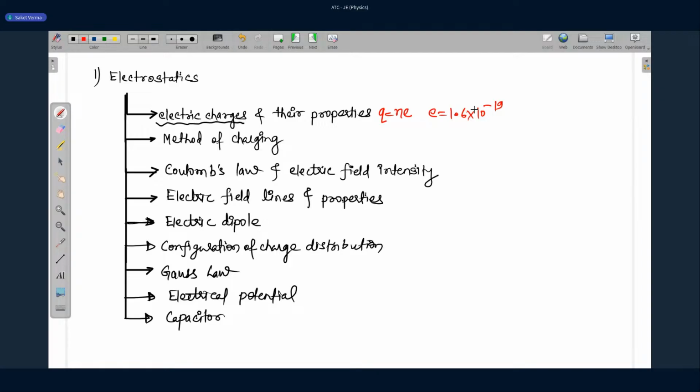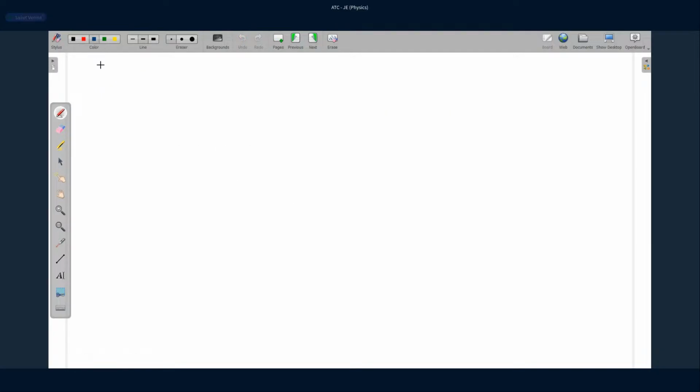Now, what are the methods of charging? We can charge any body by different methods. The first method of charging is charging by friction.